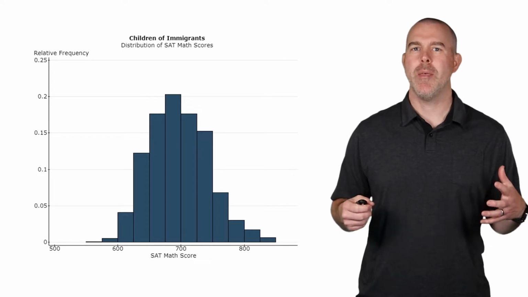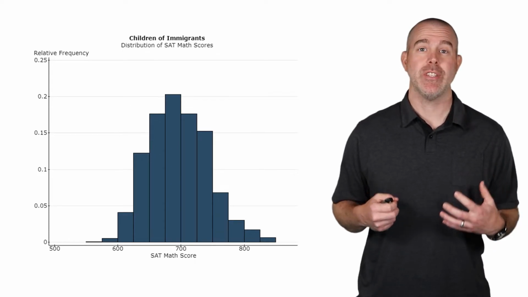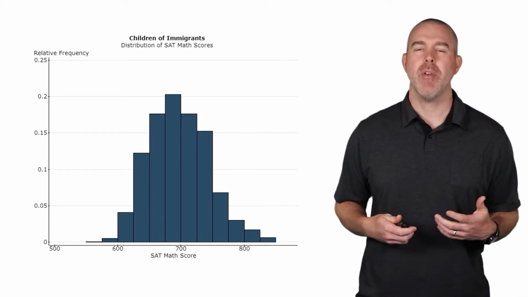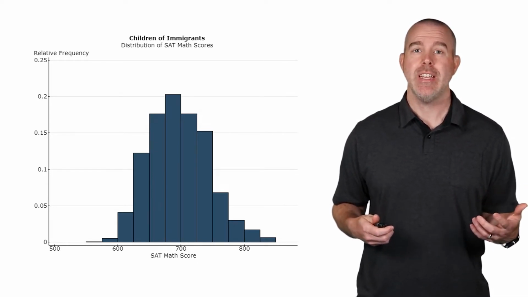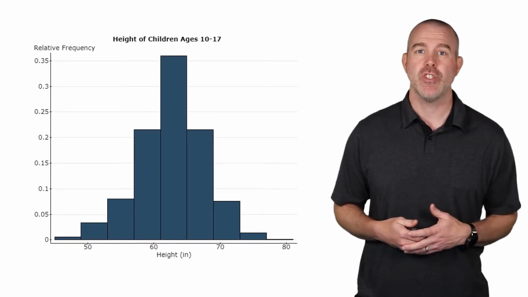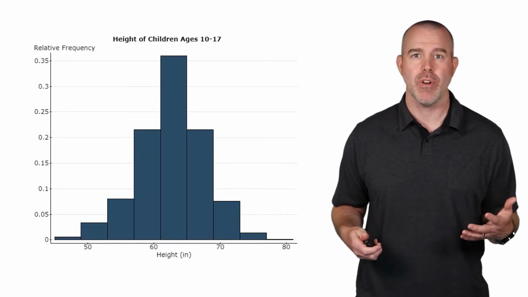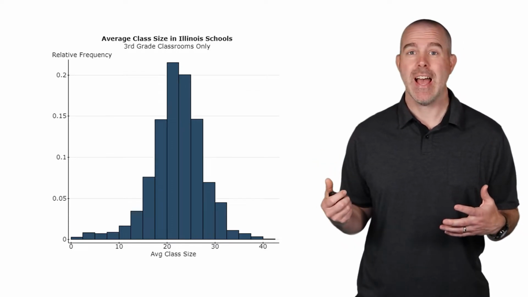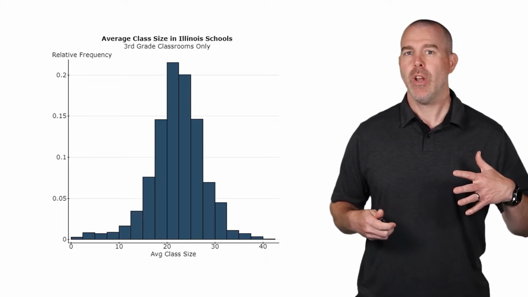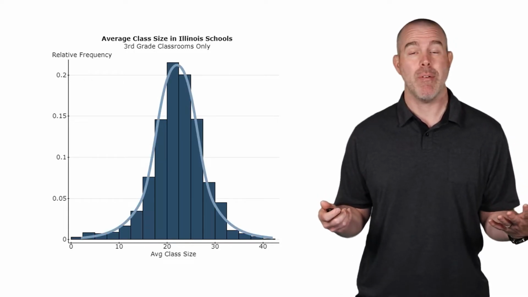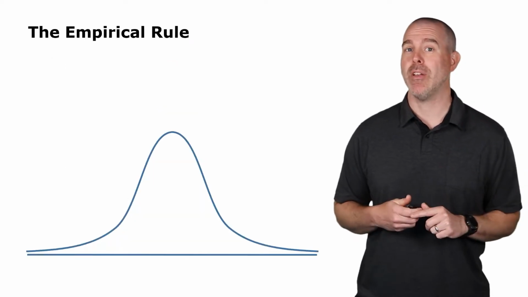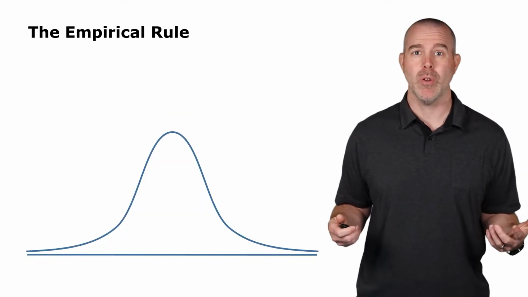You might recall in the past, we've looked at the shape of the distribution of some variables. For example, we have this children of immigrants, their distribution of SAT scores looks pretty bell-shaped. How about the heights of children aged 10 to 17? Again, pretty symmetric. This one is average class size, happens to be third grade average class size. In fact, if you put a little bell-shaped curve on top of this one, it seems to fit it pretty well. And we've actually talked about that bell-shaped curve when we did the empirical rule.